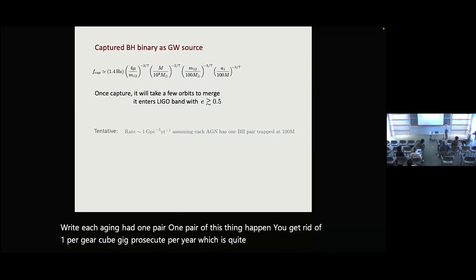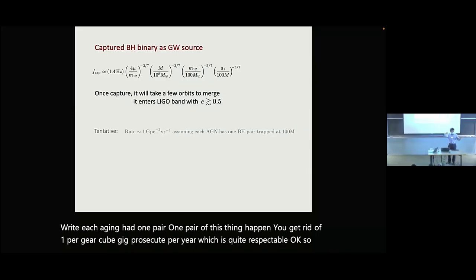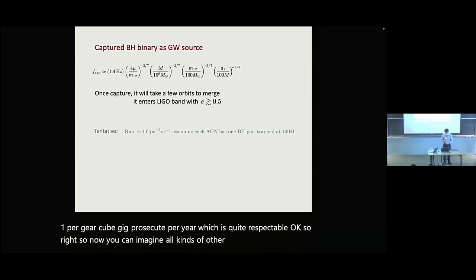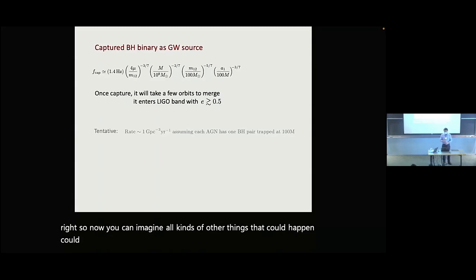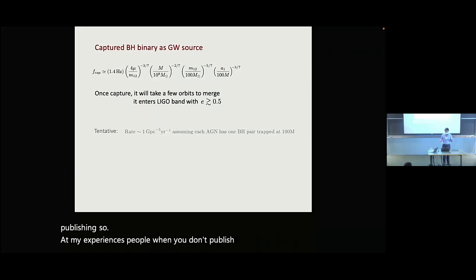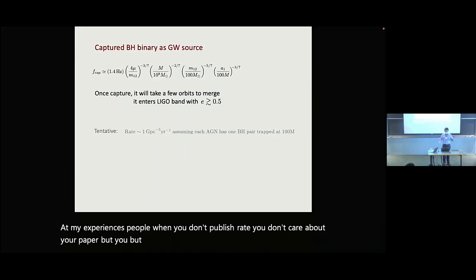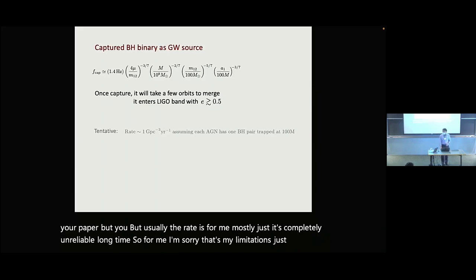Now you can imagine all kinds of other things that could happen, but this is tentative. I'm not sure it's even worth publishing. My experience is that when you don't publish a rate, people think you don't care about your paper, but for me the rate is mostly completely unreliable a lot of times. That's my limitation. So we have a question from Roman.